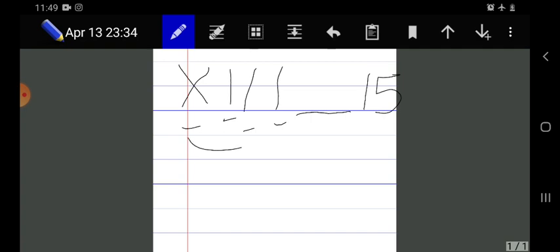Starting with the first, as it is given, XI is 15. X is 10, then 11, 12, 13. It is 13 and it is 15. So which one is bigger? Obviously 15 is bigger. Then we will put the sign like this. This peak is always towards the smaller number.